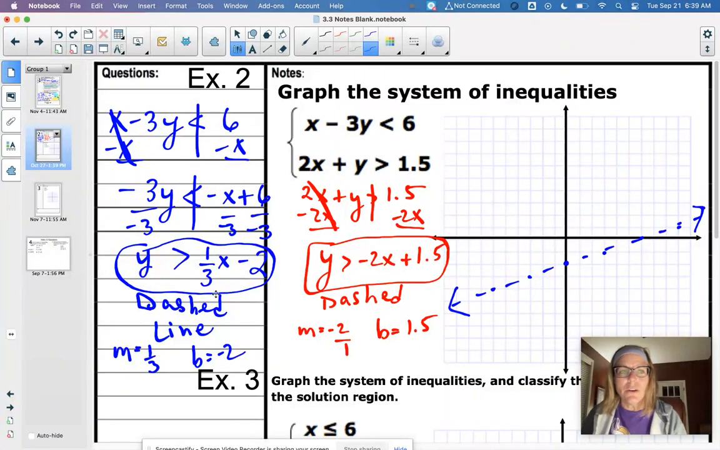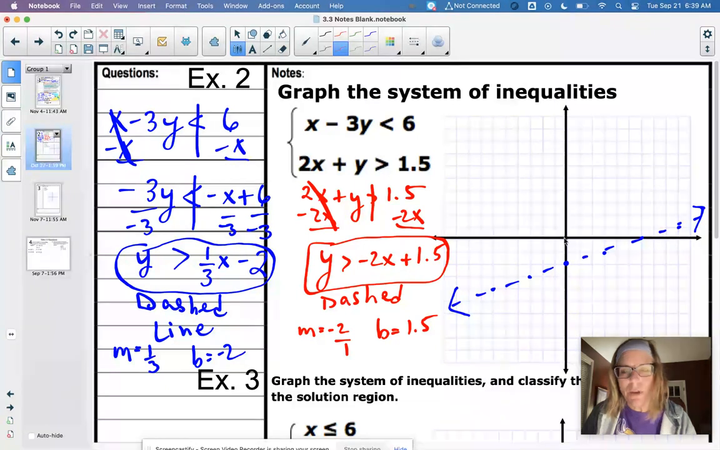And as you can see here, the positive slope should be going up and to the right. This one better be going down and to the right. So let's do that. So we have 1.5. So we go up 1.5, which is right there. And now we're going to go down 2 to the right 1.